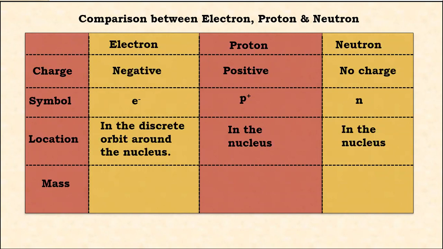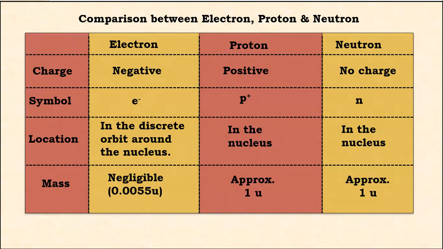Yes, students, protons, electrons and neutrons, even though they are small, they have some mass. Why? Because after all, they are matter. And we just studied some time back that matter has mass. So electrons have a very negligible mass, whereas protons and neutrons are approximately 1 unit of mass. That U is nothing but Dalton. So protons and neutrons weigh approximately 1 Dalton, whereas electrons have negligible mass as compared to protons and neutrons.